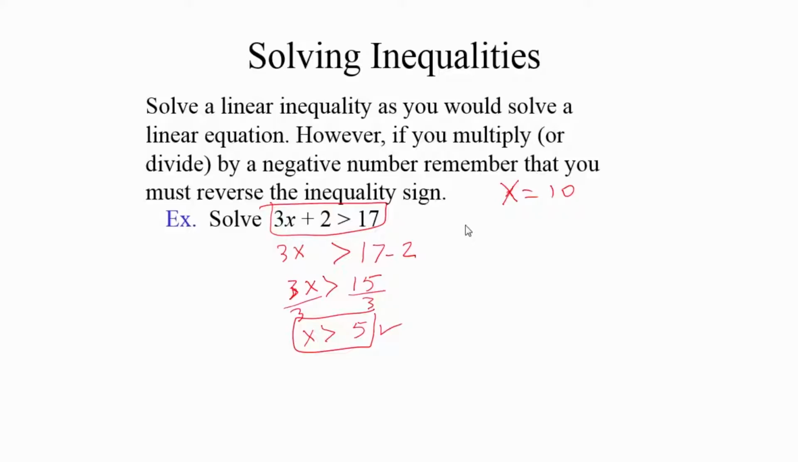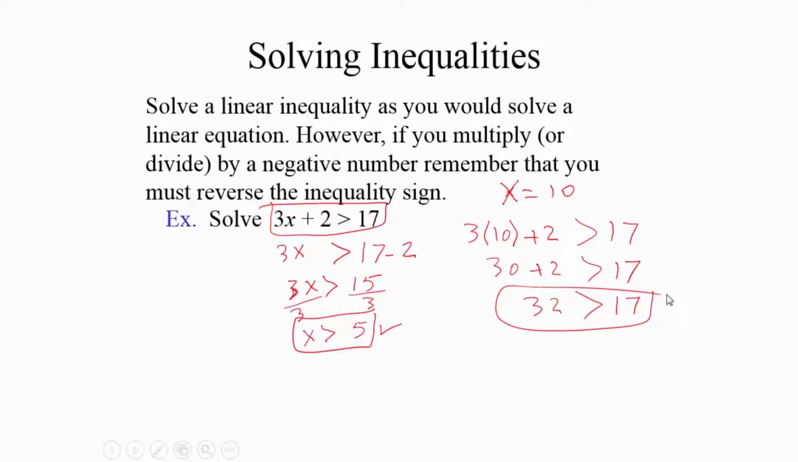So 3 times 10 plus 2, it should be greater than 17. 3 times 10 is what? 30, plus 2, it should be greater than 17. 30 plus 2 is 32. It should be greater than 17. And it is. 32 is greater than 17. So that's a test that any x value greater than 5 would satisfy this inequality.